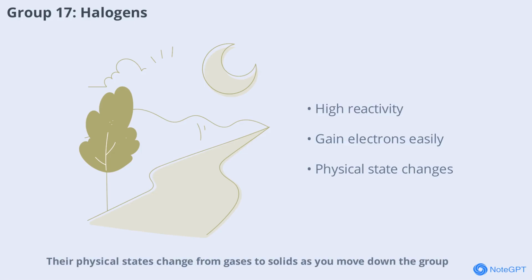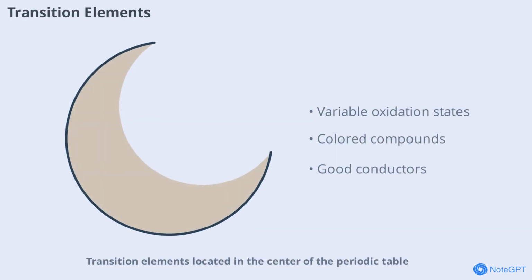Their physical states change from gases to solids as you move down the group, reflecting increasing atomic mass and van der Waals forces. Transition elements, located in the center of the periodic table, display unique properties. They often have variable oxidation states, form colored compounds, and are good conductors of heat and electricity. Unlike main group elements, their periodic trends are less pronounced, but they play a crucial role in industrial chemistry and catalysis. Understanding their properties helps explain their widespread use in alloys and electronic devices.